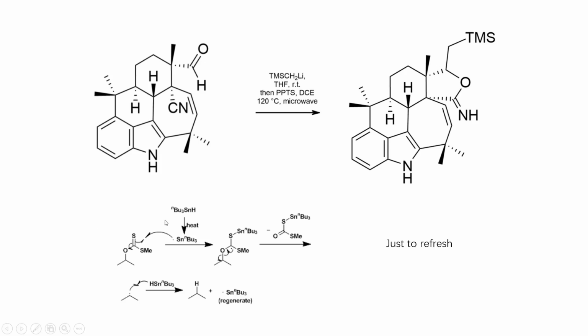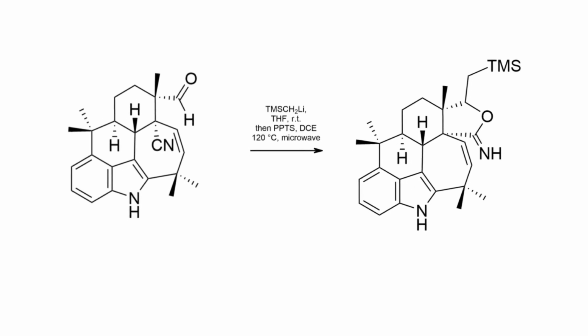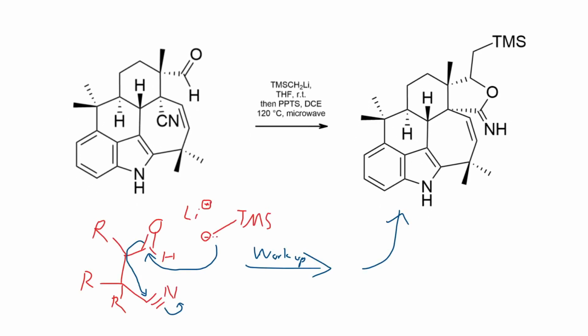So for this reaction, the TMSCH2, I think it's on the next page. Yeah, this is the next reaction that I misplaced on the last page. You can see that you've got the TMSCH2Li, which acts as a nucleophile. It's trying to attack this ketone side, so just mark that.